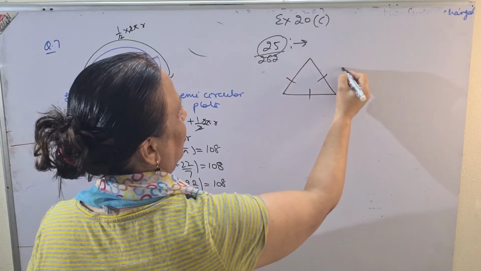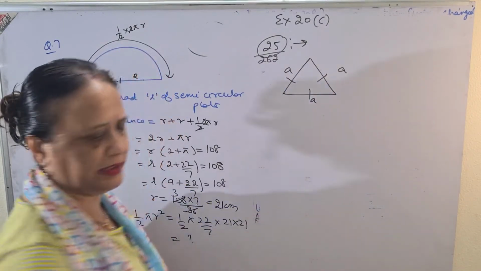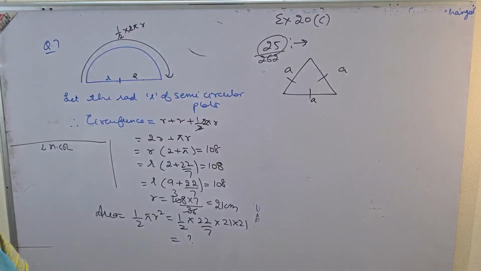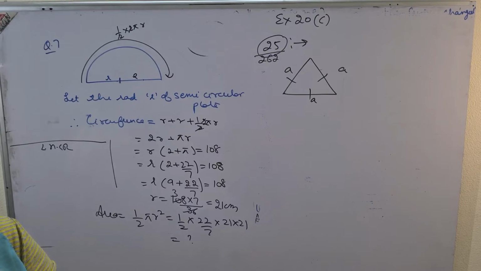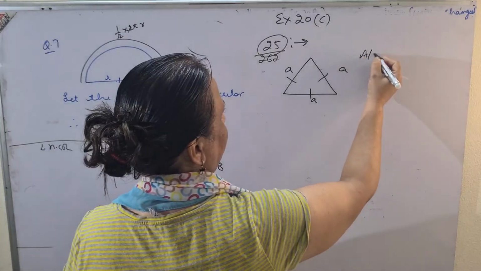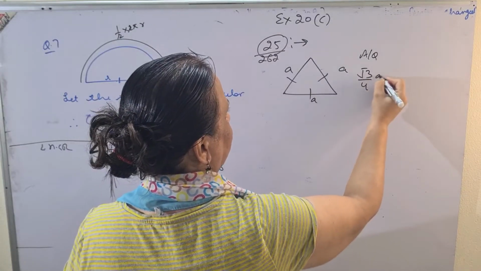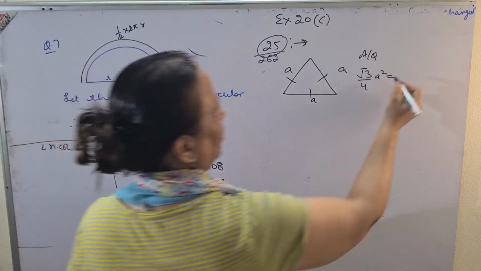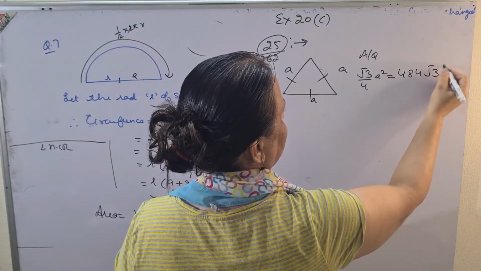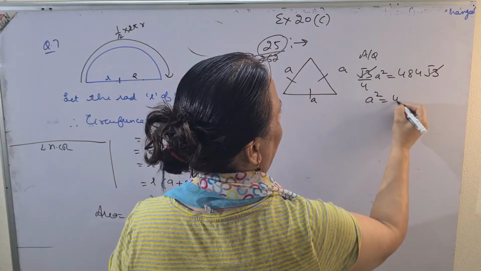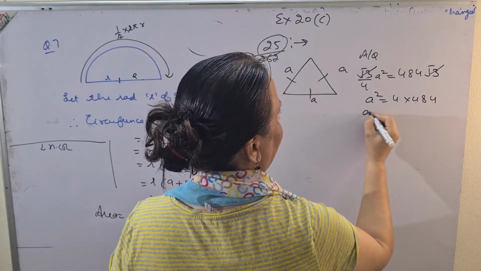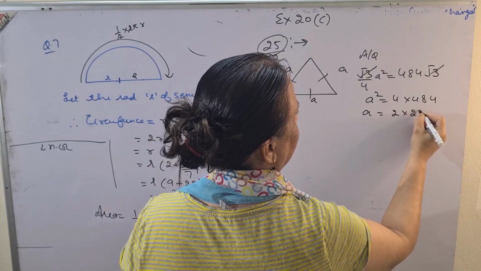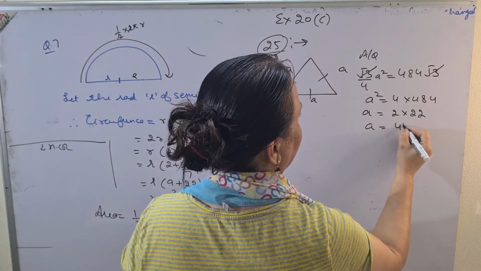As it is equilateral, all the three sides are equal. It is well understood that all the three sides are equal. And he says that it is bent in the form of an equilateral triangle, and encloses an area of, so you know the area of the equilateral triangle according to the question will be equal to 484 root 3. This will help you to get the value of A. So after taking root, 2 into 22, you will get A to be 44 centimeter.